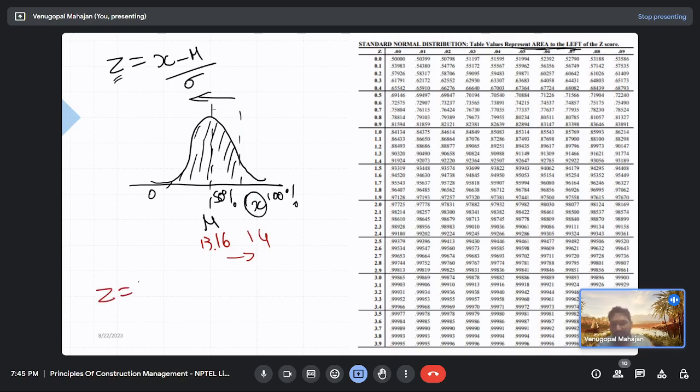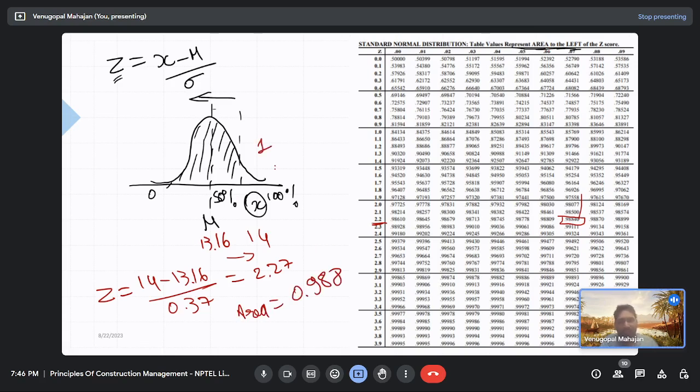Let's calculate Z. Z is equal to 14 minus 13.16 by 0.37. How much is it? 0.84 by 0.37, 2.27. Yeah, 2.27. Now reading the table. So for 2, this is 2.2, right? And 2.27. So this brings us to this line. What is the score? Value representing area to the left of x. Area is equal to 0.988. So if the total area is 1 and the area to the left is 0.988, then what is the percent here? 98.8%. Yes. So you have got 98.8% chances to complete your project by 14 days.